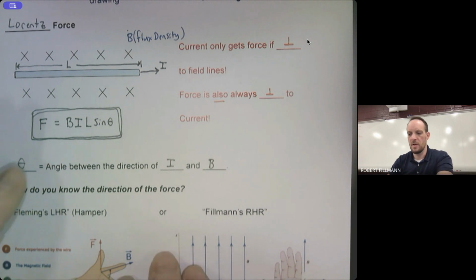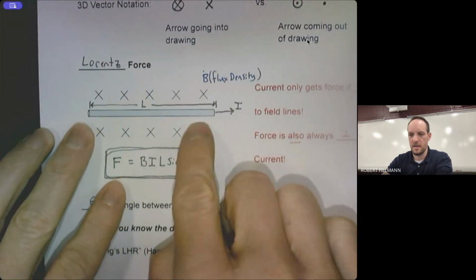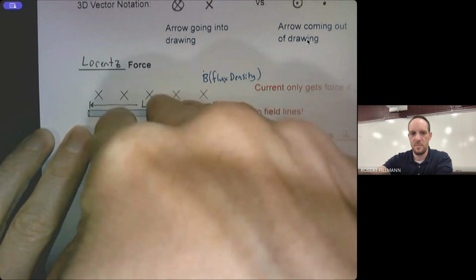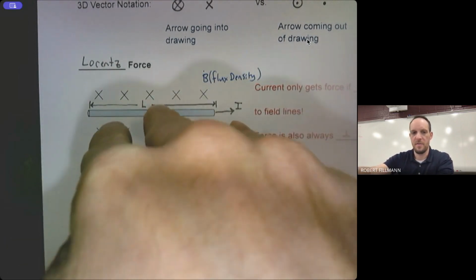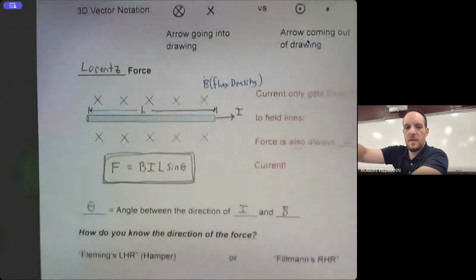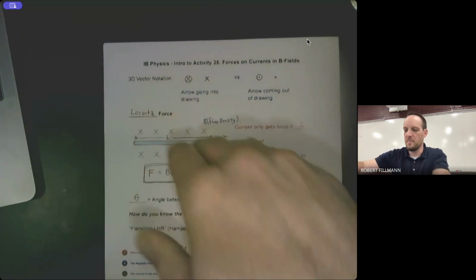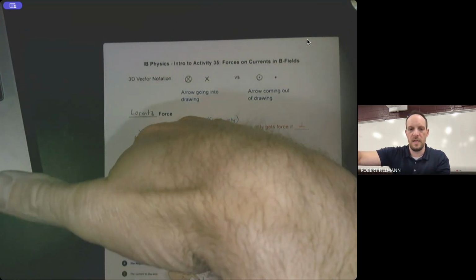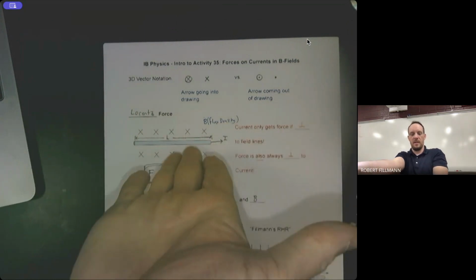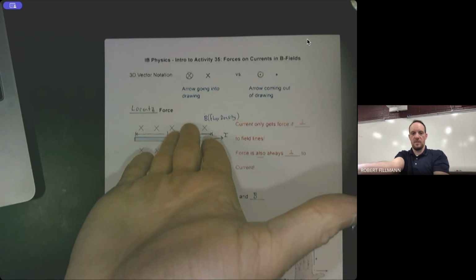So if I look at the one here, what I'm going to do is take my right hand and point my fingers into the page in the direction of the field lines. And then I have to point the thumb of my right hand. Let me zoom out here so you can see what I'm talking about. I have to point the thumb of my right hand in the direction of the current. Now the current is to the right, so the way I'm holding my hand here is no good. I've got to rotate it around like this, okay? So now my right thumb is pointing in the direction of the current.